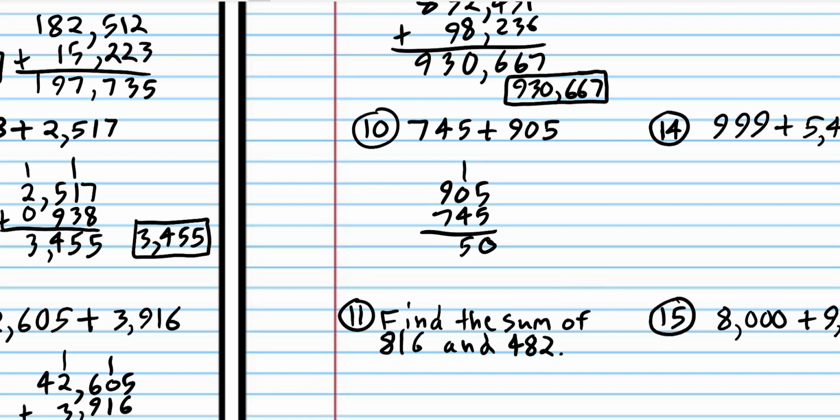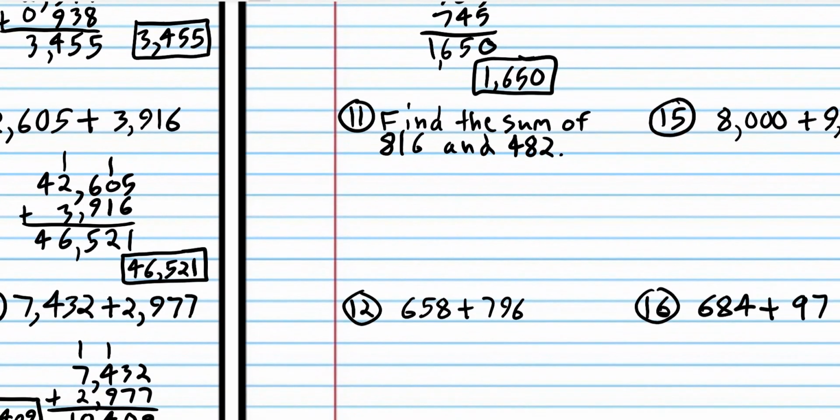You can't carry because there are no numbers over here, right? So when you write the number, you don't carry anything. You just write the final number. Again, if there are other numbers here, you would just carry the 1, but there are no numbers there, so you just write the final number. 1,650 is our final answer. So that problem was pretty much the same thing, just a slight difference.